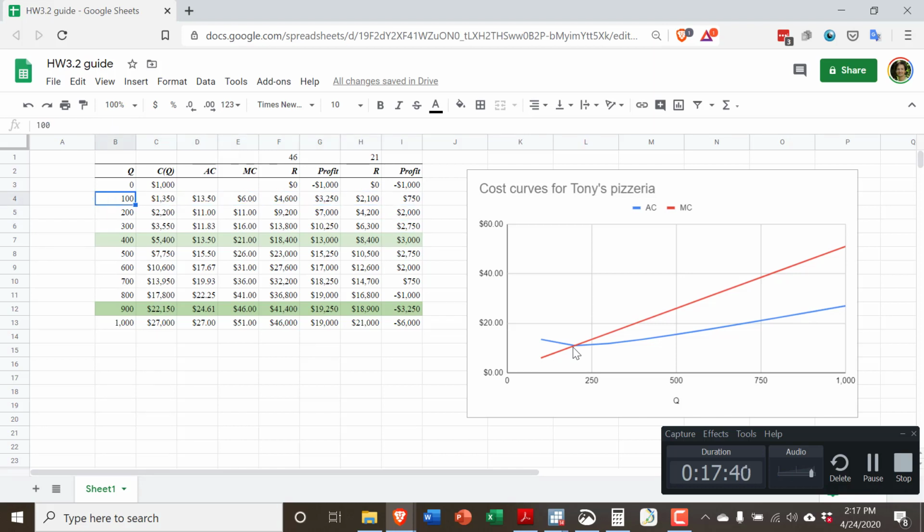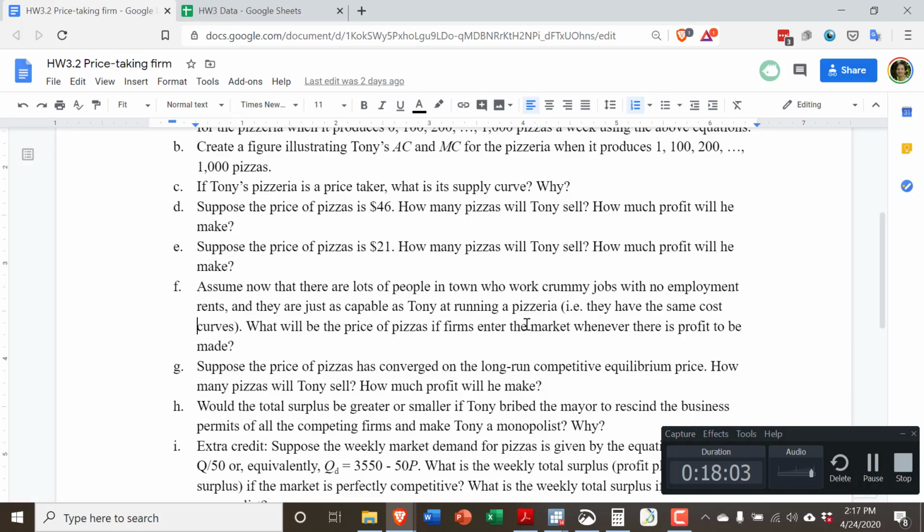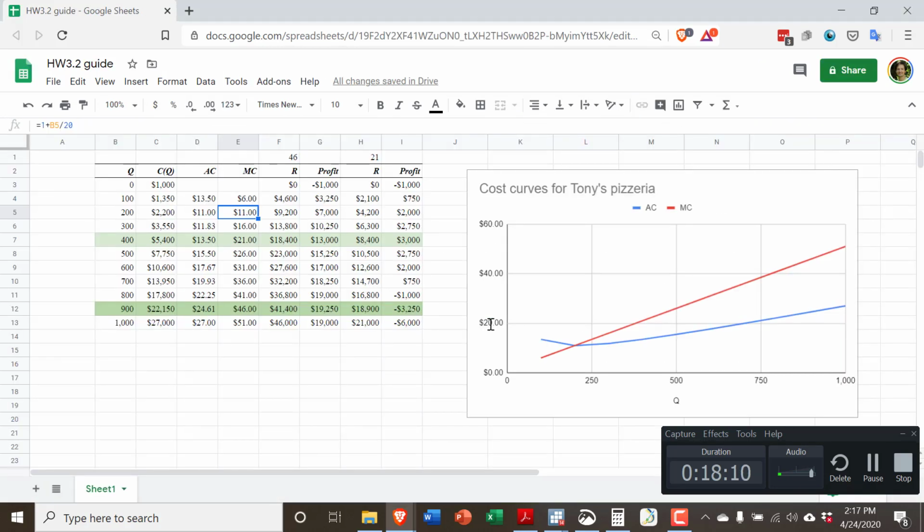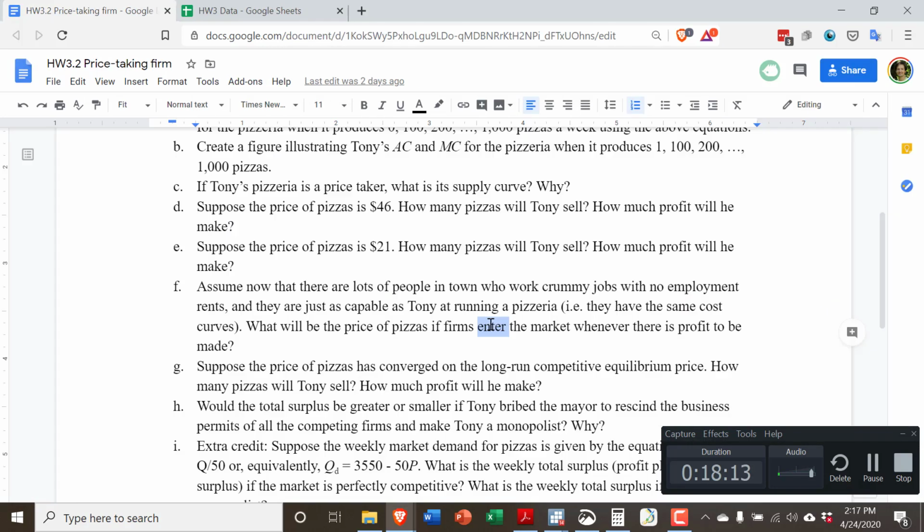If we look at the average cost, right, we see that if you produce just 100 pizzas, its average cost is actually kind of high. The minimum of the average cost is right here when he produces 200 pizzas. If Tony produces 200 pizzas, right, his average cost is just $11. Of course, it's exactly equal to his marginal cost, right, because the marginal cost curve passes through the minimum of the average cost. So what would the price of pizzas be if people continue to enter the market as long as there's positive profit to be made? The price would be $11 for a pizza.